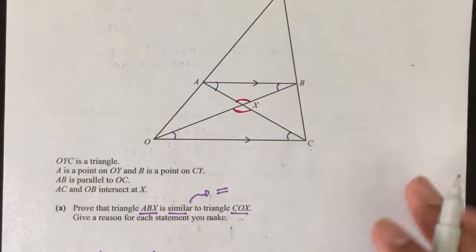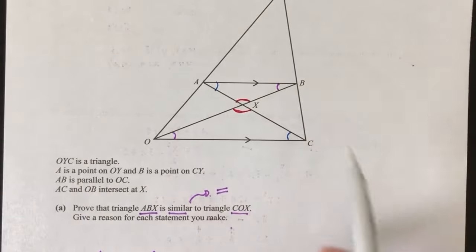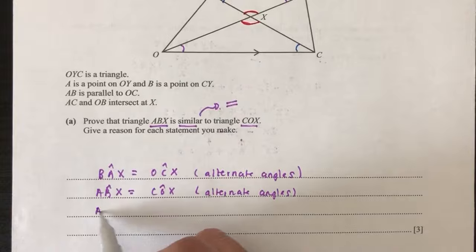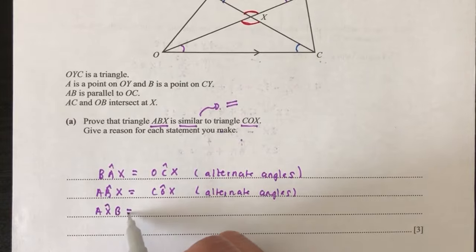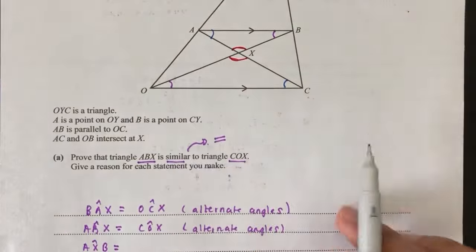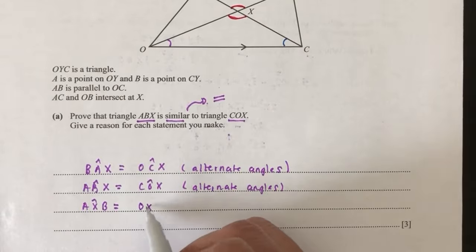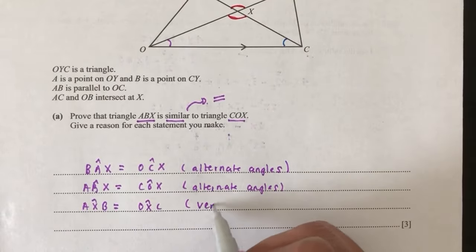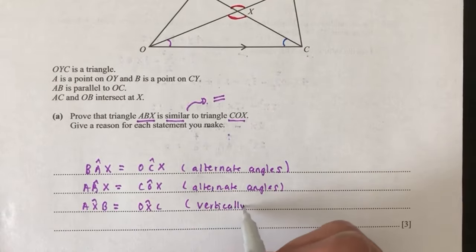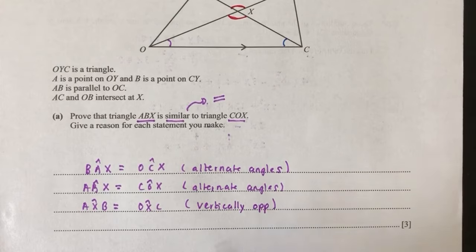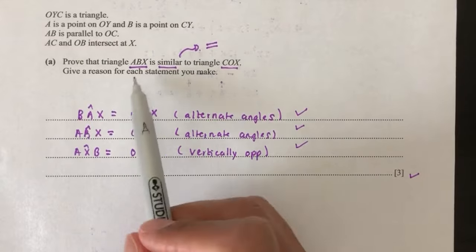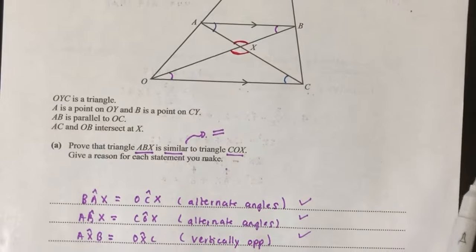And the last one will be angle AXB is equal to OXC because they are vertically opposite to each other. Okay, you have 3 reasons, you have 3 marks, and this is why they are similar to each other.